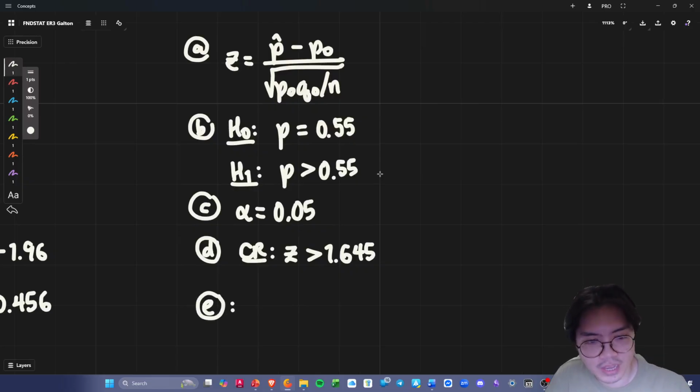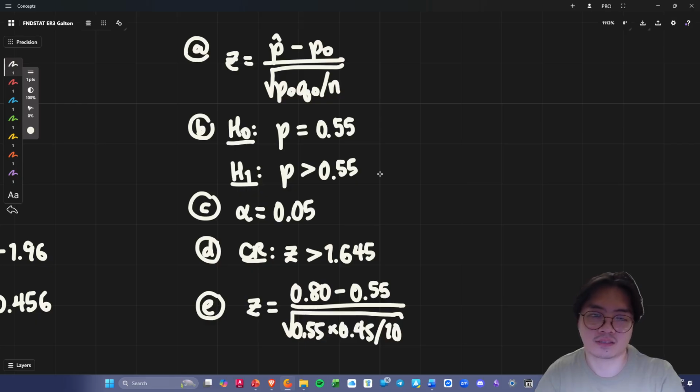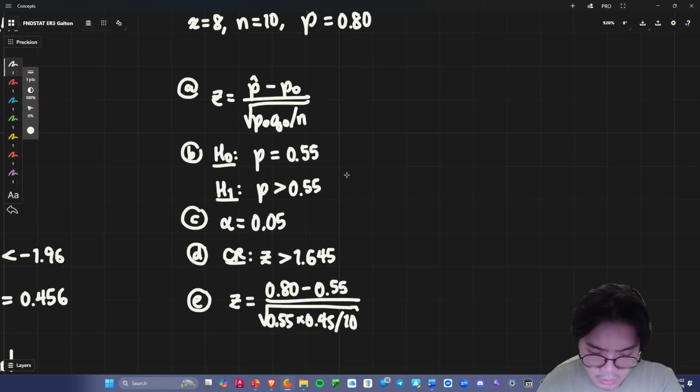Letter E, let's just now equal to 0.8, 0.55 all over 0.55 times 0.45 divided by 10. Yes, it is 10.